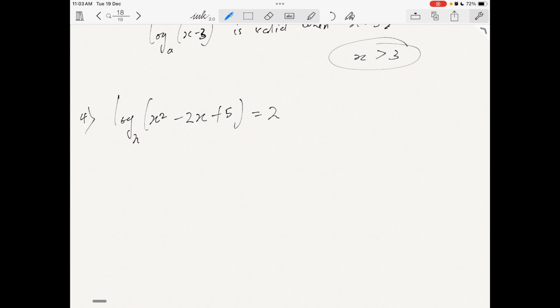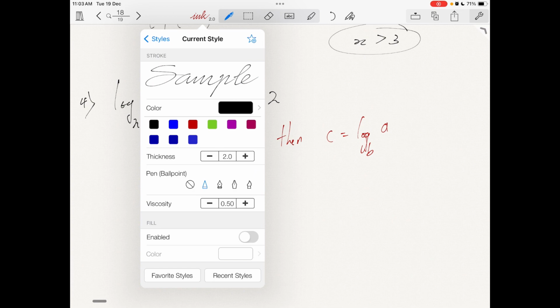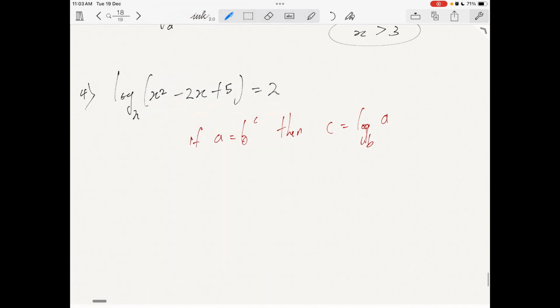Now if we recall from our previous work, that if a is equal to b raised to power c, then c is equal to log a to base b. Okay, so all we have to do now is apply this principle to this question.